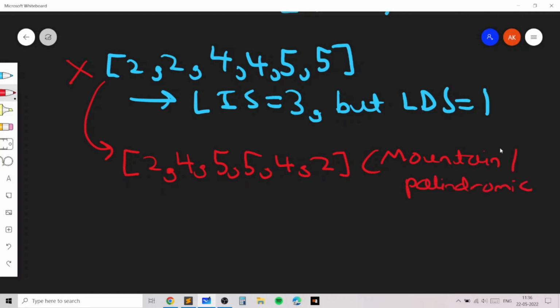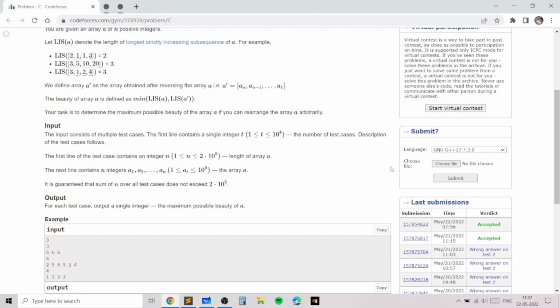So you can view this as a palindrome or as a mountain, which increases in height and then decreases in height. And in this case, you can see that both the normal way and the reverse way, we are getting the same LIS and LDS of 3. The LIS is 3, LDS is 3, which is why this construction gives the correct output of 3.